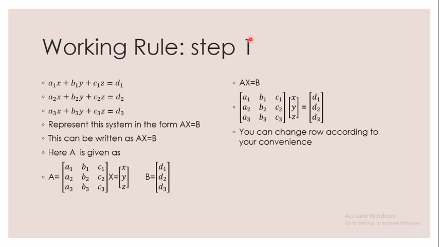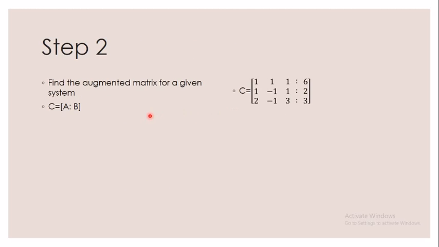Now regarding the working rule, the first step is you have to convert the system of your equations into the form Ax is equal to b, and I hope you all know how to convert this. We have discussed this in the Gauss elimination method. Then as usual you have to find out the augmented matrix, that is C is equal to [A B]. This is one of the examples for the augmented matrix, where I have written the elements of A over here and then the elements of B.